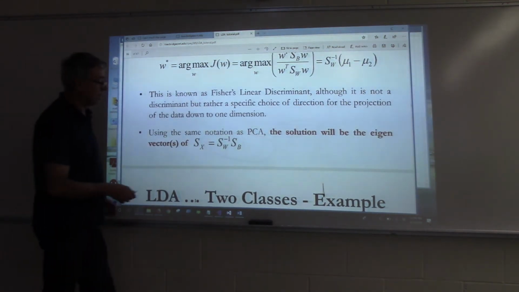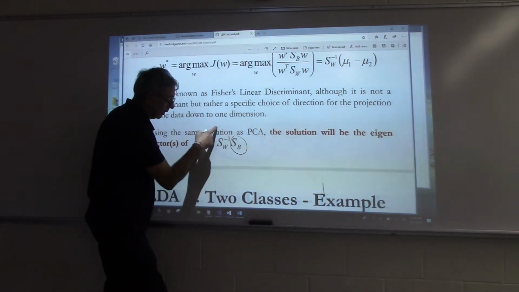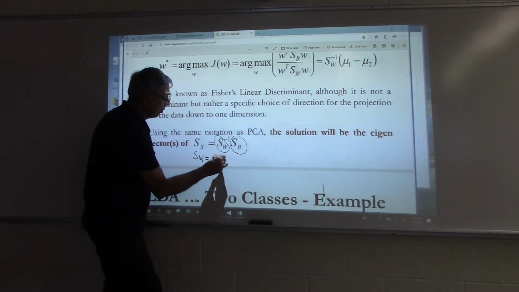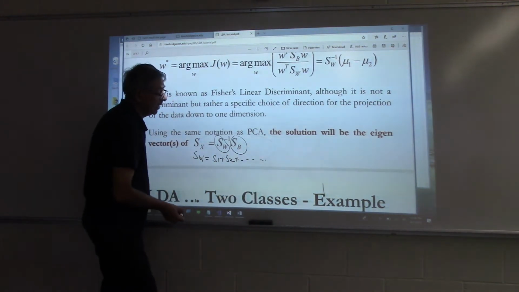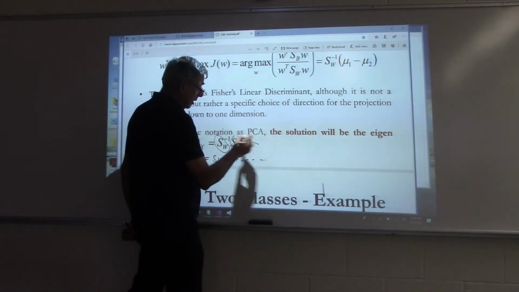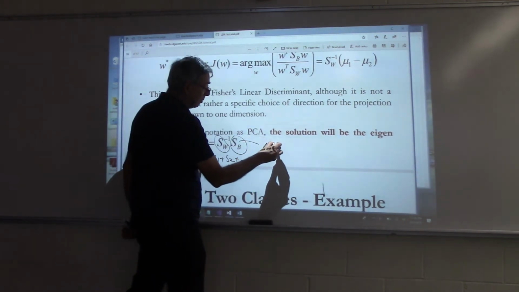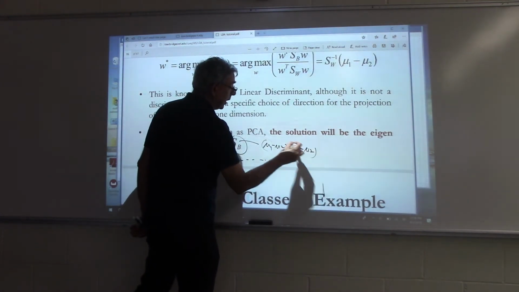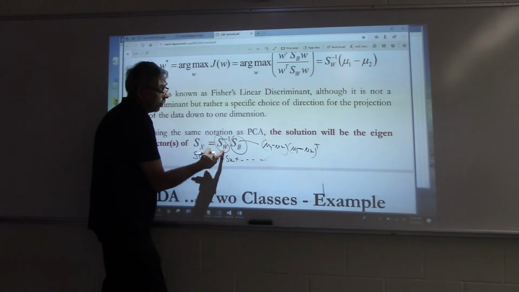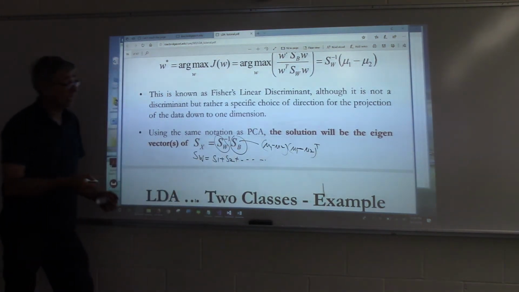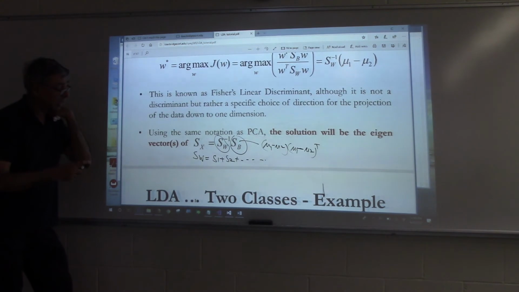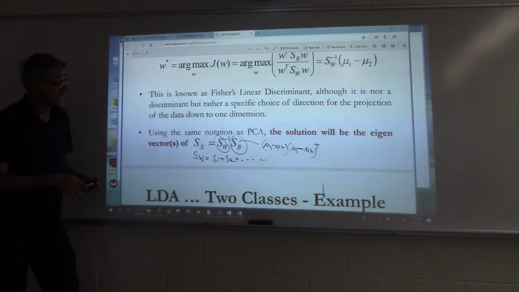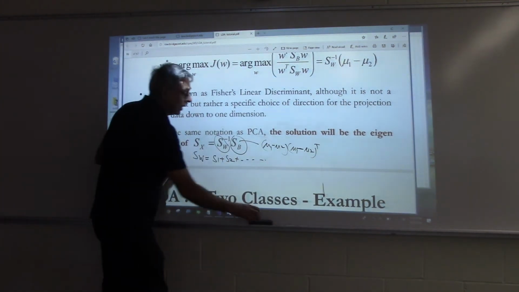So suppose, as I mentioned, we know how to compute SW, like S1 plus S2 and so on. This is the between class mean, mu1 minus mu2 transpose. For a two class problem, it will be like this. For more than two classes, it becomes a covariance matrix of the means. I'll give you the detail in a second.